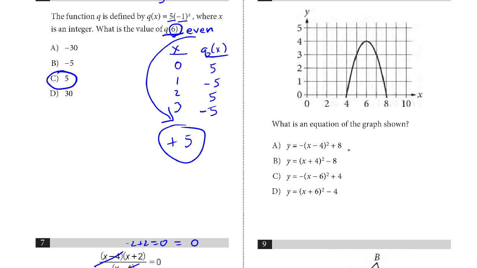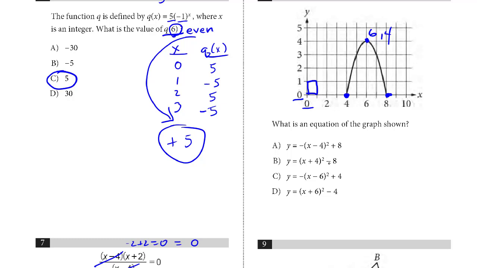Okay, number 8, we've got an upside down parabola or downward opening parabola. It looks like our vertex is (6, 4), and we've got intercepts at (4, 0) and (8, 0). Let's just make sure these are zeros on the graph, and always note the grids. It's 1 by 1 for each square, okay? Not always the case on the SAT. Okay, so what is an equation of the graph shown?